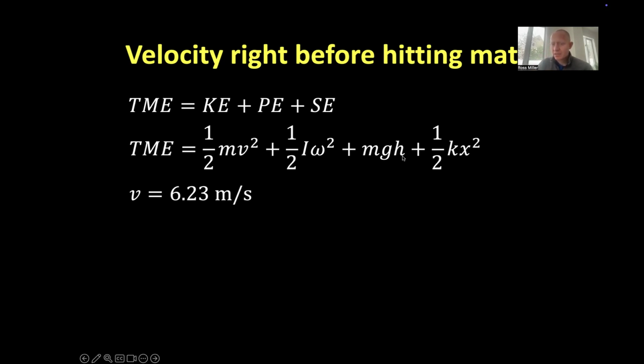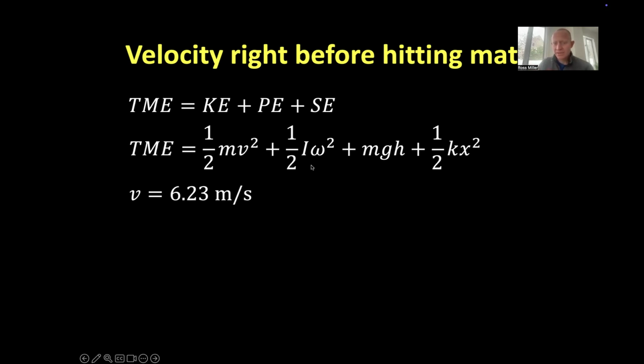Height, remember this is right before I've hit the mat. Even though the problem doesn't explicitly tell me height is zero, you have to infer or assume from that that height is zero. I'm right before I hit the mat, my height is instantaneously zero right after I've hit it. So no strain energy, cross that out. No gravitational potential energy, cross that out.